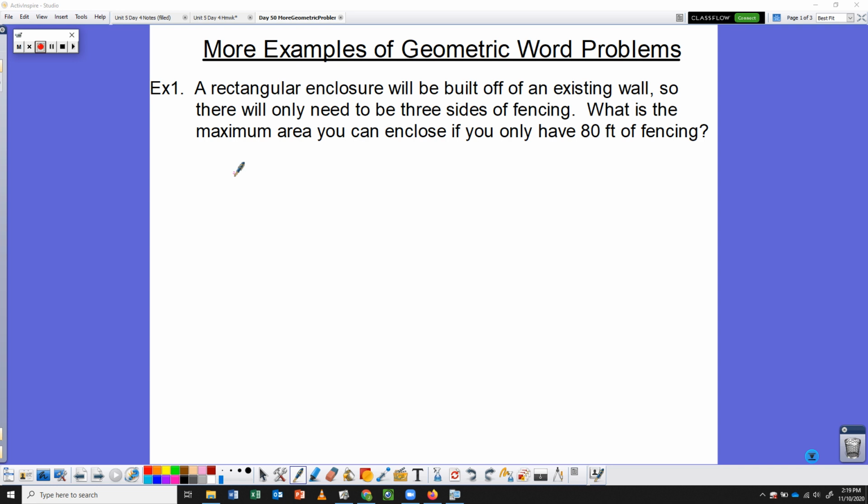So example number 1 says a rectangular enclosure will be built off of an existing wall, so there will only need to be 3 sides of fencing. What is the maximum area you can enclose if you only have 80 feet of fencing?